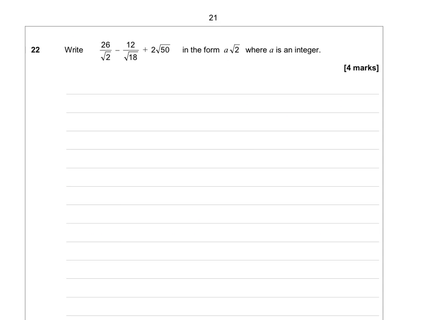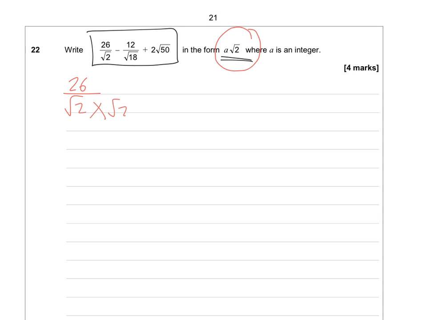Question 22. Write this expression in the form a root 2. Now, the hint here is that we have to rationalise the denominator because the answer does not contain any irrational numbers in the denominator of any type of fraction. So 26 over root 2, we multiply by root 2 in the numerator and denominator, giving us 26 root 2 over 2, which simplifies to 13 root 2.